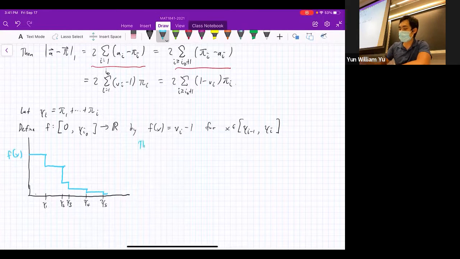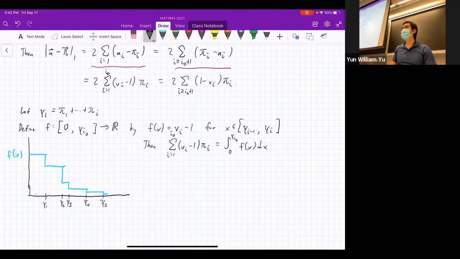And you note that if we define this function this way, you can then say that the sum from I equals 1 to I naught of (VI minus 1) times pi I is exactly equal to the integral from 0 to gamma I naught of f of x dx. So all we're doing is turning this sum into an integral.